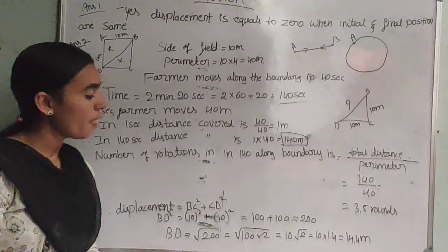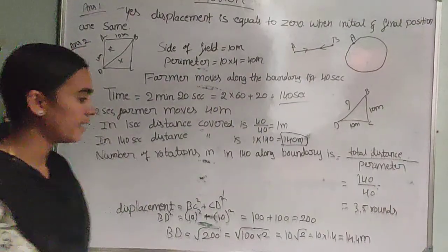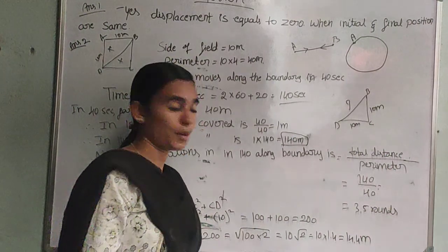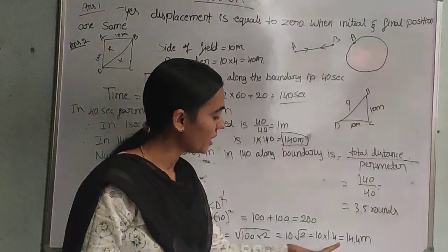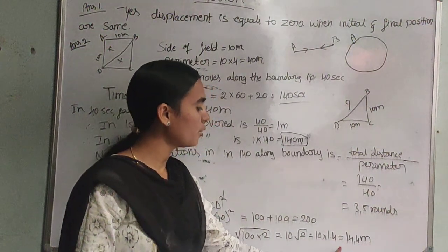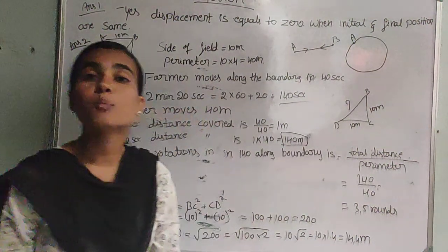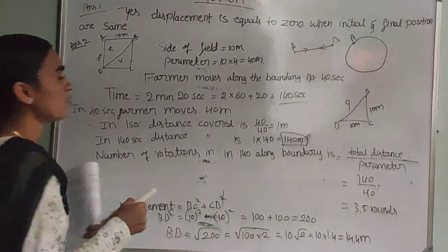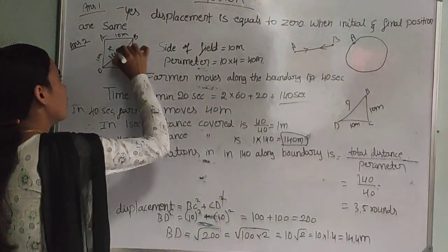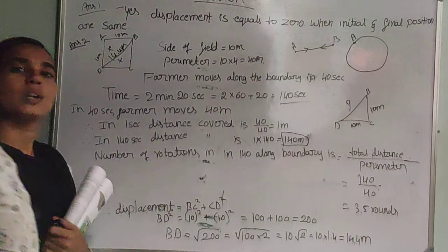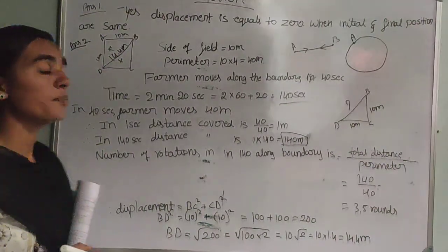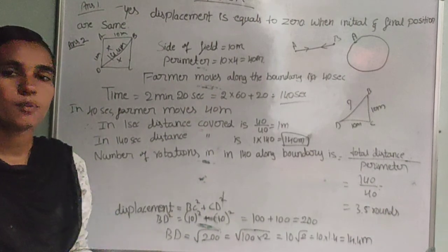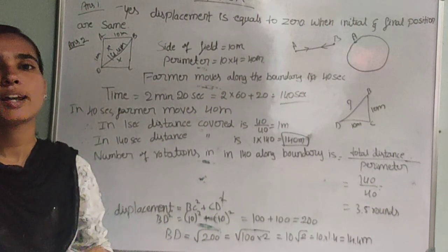100 into 2. The value of root 100 is 10 and root 2 as it is. So 10 as it is. The value of root 2 is 1.4 something. So if we multiply 10 into 1.4, we will get 14 meter. Thus 14 meter is the displacement of the farmer. So like this we can calculate the perimeter and the distance of the farmer when he moves in a square field.